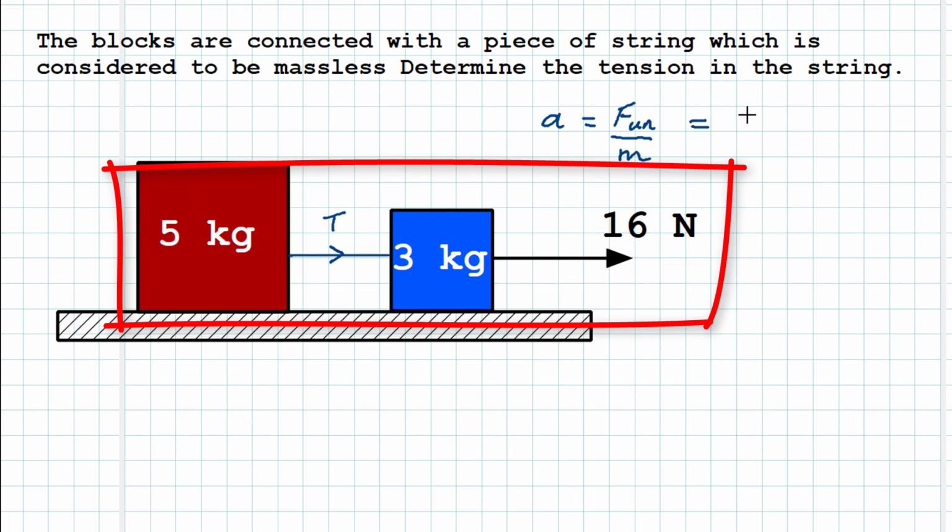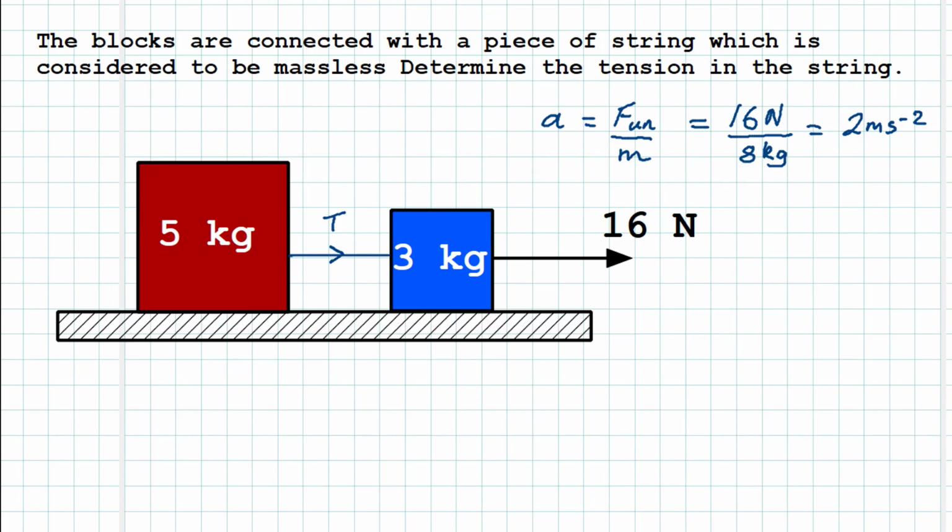We're going to have an unbalanced force of 16 newtons, and we're going to divide that by the total mass of the system, which is 8 kilograms. That's going to give us an acceleration of 2 meters per second every second. Now, what does that mean? It means that the system is going to increase its velocity by 2 meters per second every second. But we want to find out the tension in this piece of string.